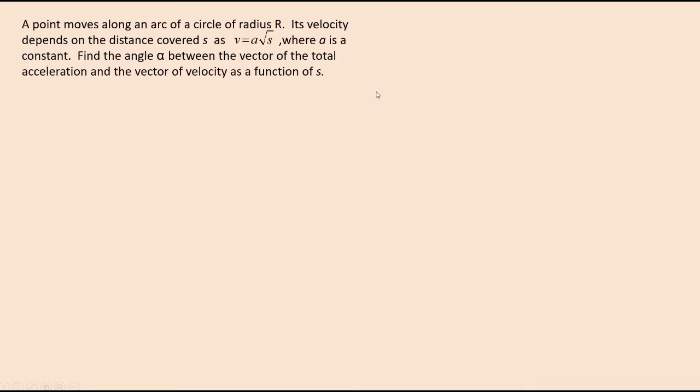So consider a particle to be moving in a circular path. Its velocity is equal to a root s, where s is the distance covered, and it has also got tangential acceleration, because as s increases, v increases. As the particle moves more and more on the arc, s will increase. As s increases, v will increase. V will increase means it is accelerating. So the particle has a tangential acceleration.